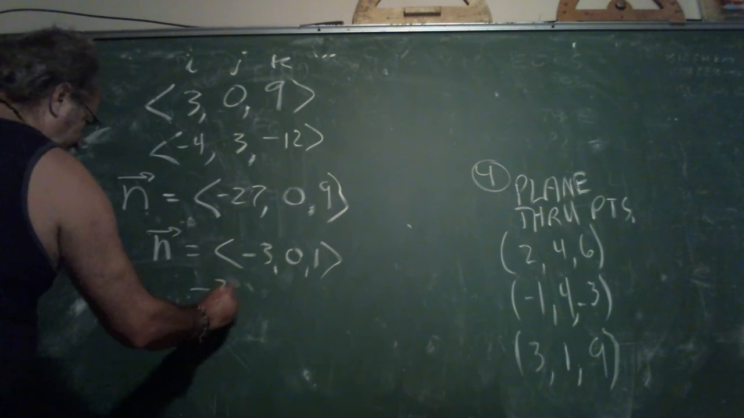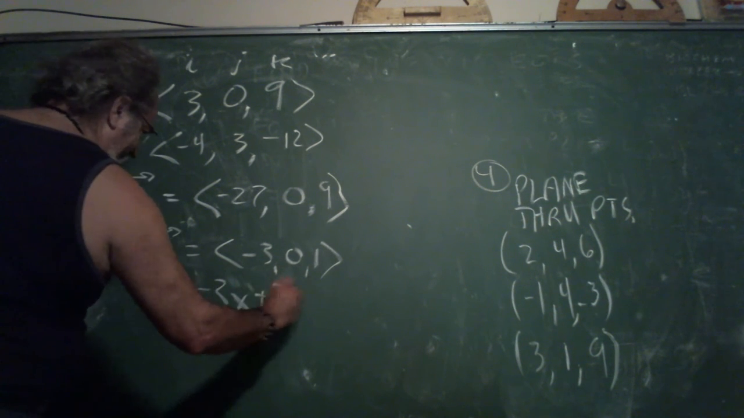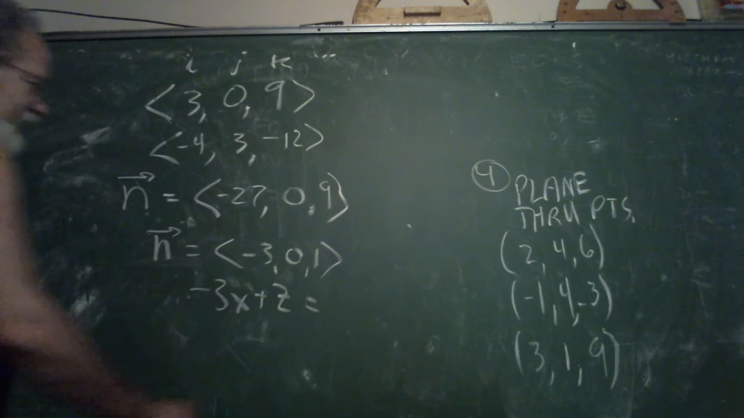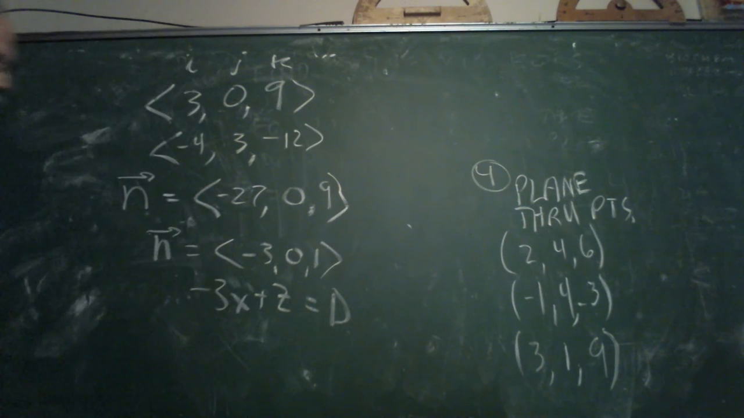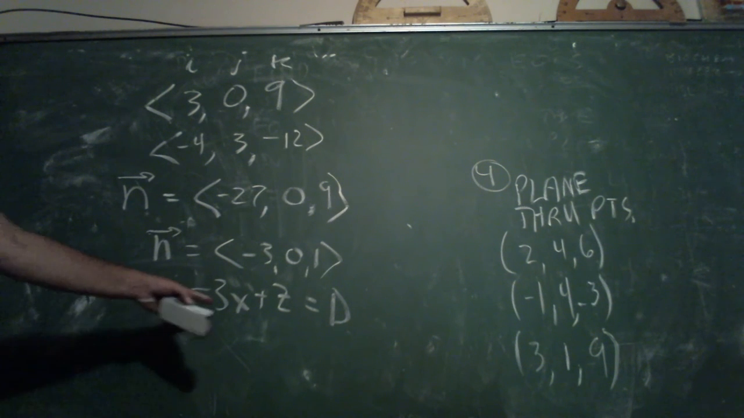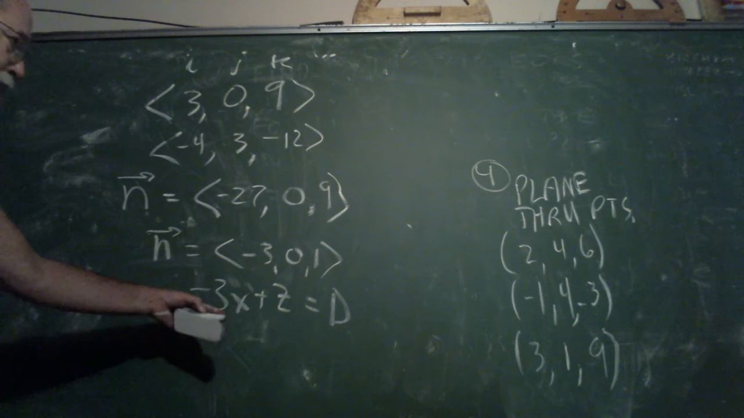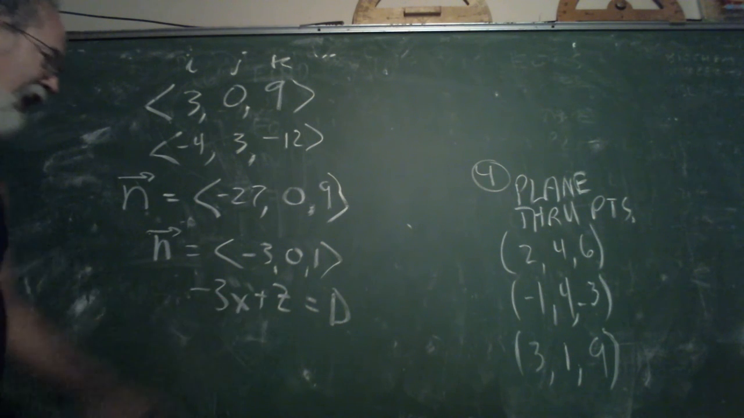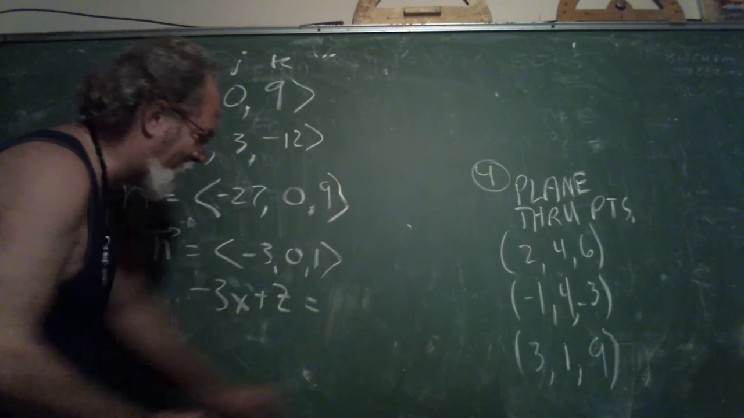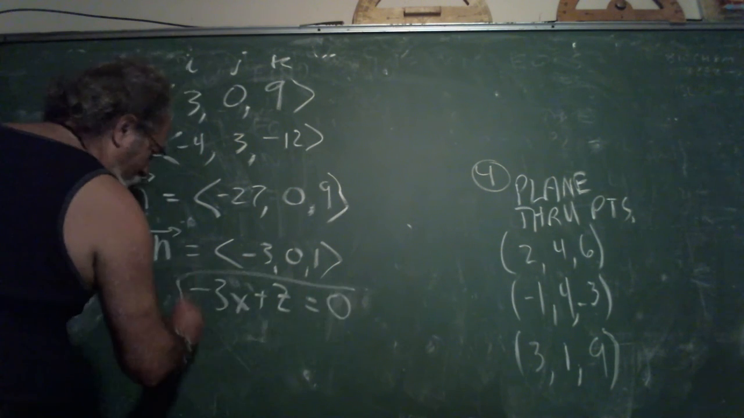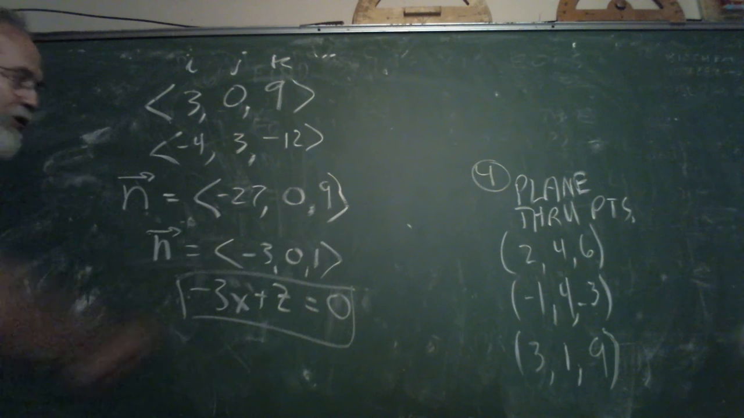So that's negative 3x plus z equals big D. I've got 3 points. Any of those 3 points gives me the same thing for D. The D is 0. So I get negative 6 plus 6. I get positive 3 minus 3. I get negative 9 plus 9. My D is 0. That's the equation of the plane. And all 3 points satisfy. That's that one. One more problem to go.